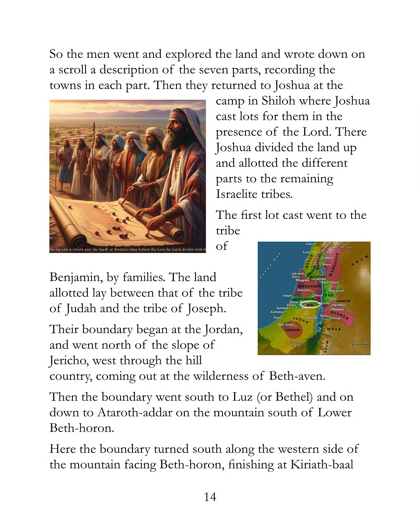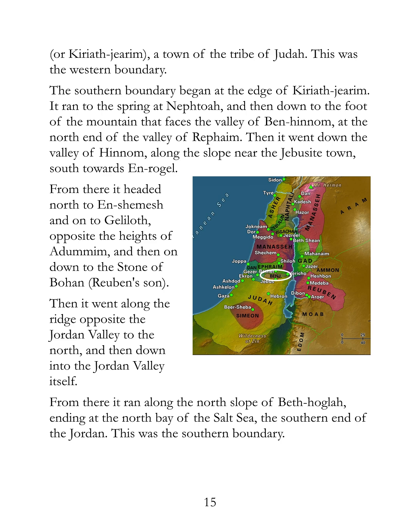The first lot cast went to the tribe of Benjamin, by families. The land allotted lay between that of the tribe of Judah and the tribe of Joseph. Their boundary began at the Jordan, and went north of the slope of Jericho, west through the hill country, coming out at the wilderness of Beth-aven. Then the boundary went south to Luz, or Bethel, and on down to Adaroth-adar on the mountain south of Lower Beth-horon. Here the boundary turned south along the western side of the mountain facing Beth-horon, finishing at Kiriath-baal, or Kiriath-jearim, a town of the tribe of Judah. This was the western boundary.